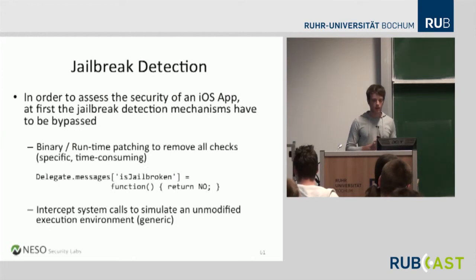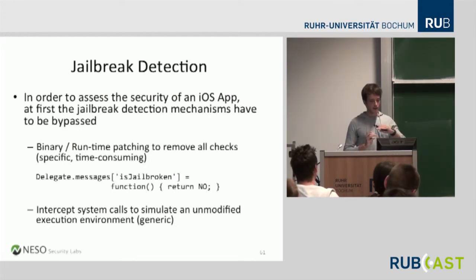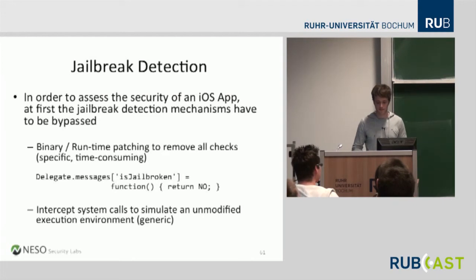A more generic way is to intercept all system calls and to simulate an unmodified execution environment. For example, we are already intercepting all system calls to the file system accesses. Then if a suspicious file is tried to be accessed, we simply return no in those cases.